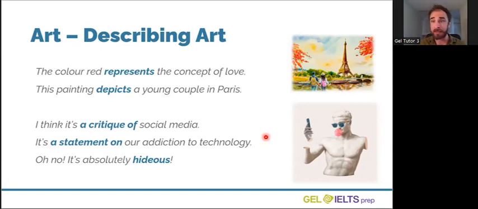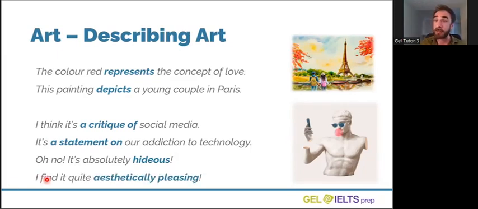I don't like this piece of art. I think it's very, very ugly. It's absolutely hideous. Hideous is an extreme adjective for ugly. So if you don't like the way something looks, it's absolutely hideous. Alternatively, we might say, I find it quite aesthetically pleasing. I like the way it looks. I like the appearance. I like the colors. I like the shapes. It's aesthetically pleasing. When we talk about art, we can use aesthetically pleasing to mean beautiful.